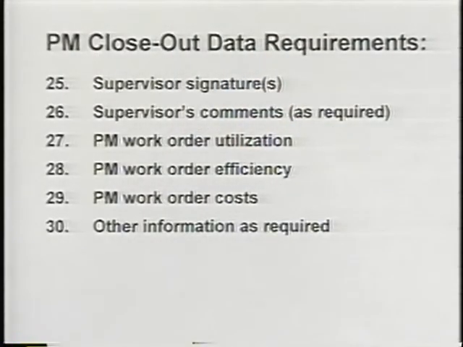And then the last major function is really the closeout data. Somebody should review the PM work order. Generally, it would be the planner scheduler initially, and then based upon any data that may be very important to the maintenance organization, the supervisor should look at it and sign off on it.